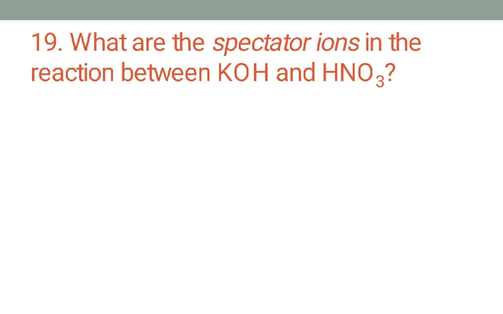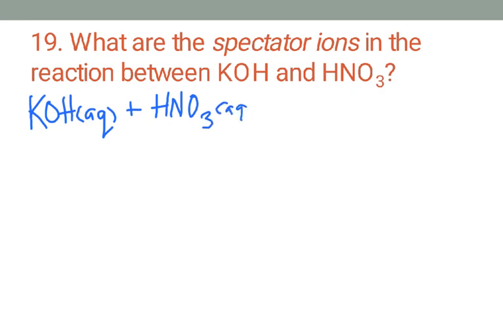Okay, let's look at 19. It says, what are the spectator ions in the reaction between potassium hydroxide and nitric acid? So let's write out the molecular equation first. So we have potassium hydroxide, so aqueous, plus nitric acid, aqueous. Potassium hydroxide is a base. Nitric acid is an acid. So this is an acid-base reaction. So it's going to give salt and water.